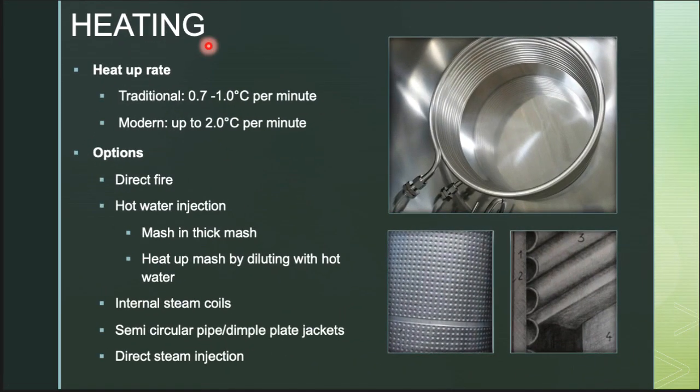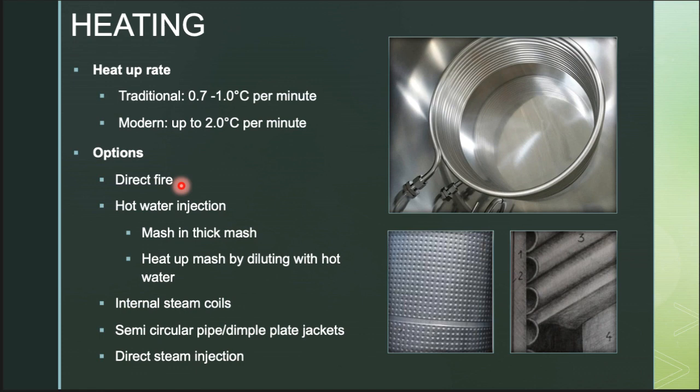The heating system must be designed to achieve shorter heating time between different heating regimes. However, care must be taken not to heat at a high rate, which may cause burning and scorching. In the traditional mash tun, the heating rate was maintained in the range of 0.7 to 1 degree centigrade per minute, whereas in the modern mash tun, it is higher, up to 2 degrees centigrade per minute. There are various methods available for heating, which include hot water injection, direct fire, internal steam coils, semicircular pipe or dimple plate jackets, and direct steam injection.